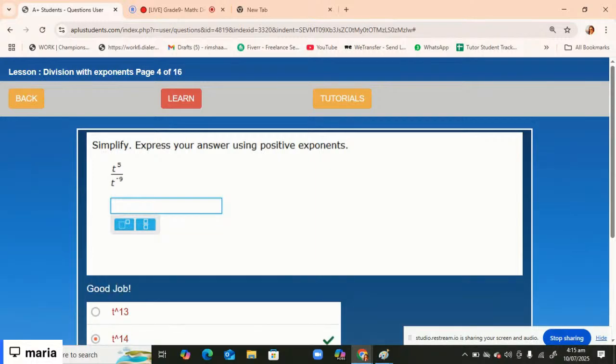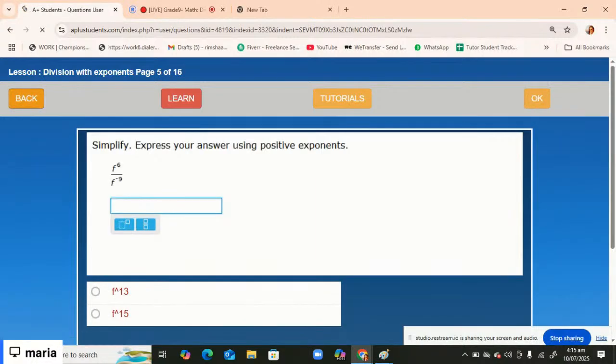Hope you guys understand this lesson. Now let's start the next. So you solve the rest of the test questions by yourself, okay?